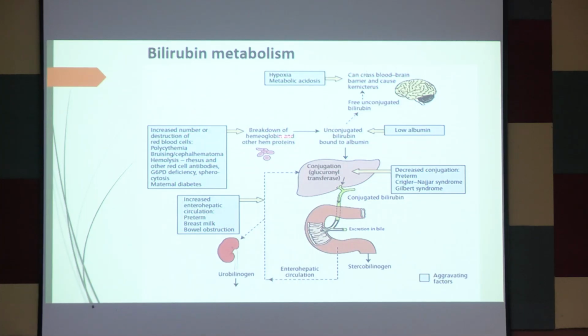And what are the factors that aggravate the breakdown of hemoglobin and also heme containing proteins? These are polycythemia, bruising or cephalhematoma, hemolytic anemia, causes of hemolytic anemia, that is ABO incompatibility, G6PD deficiency, spherocytosis, maternal diabetes, IDM, infant of diabetic mother. So, this is the metabolism of bilirubin, and all these factors will cause more physiological or pathological jaundice, more indirect hyperbilirubinemia.